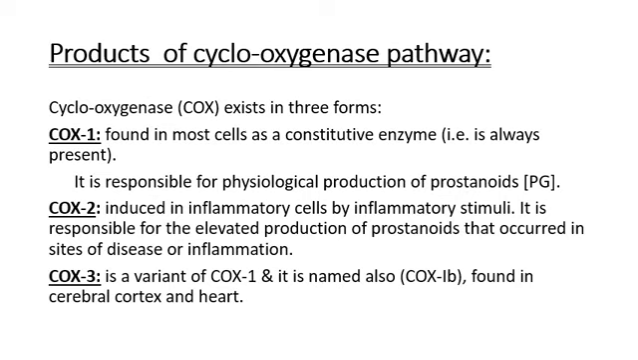Cyclooxygenase 2, it's the inducible form of the enzyme. Means that it increases and decreases in certain situations. When does it increase? It increases by inflammatory stimuli. When there is inflammation, there is elevated production of prostaglandins in inflammation. As for cyclooxygenase 3, it's a form of cyclooxygenase 1, okay, and it's found in the brain and in the heart.